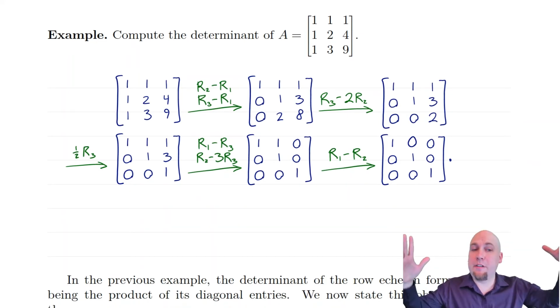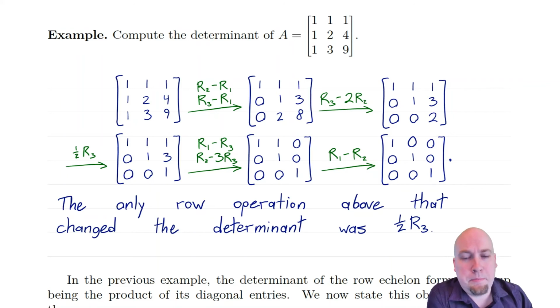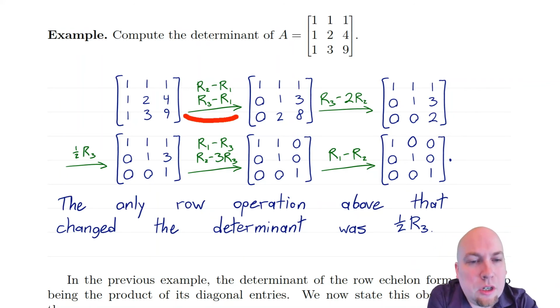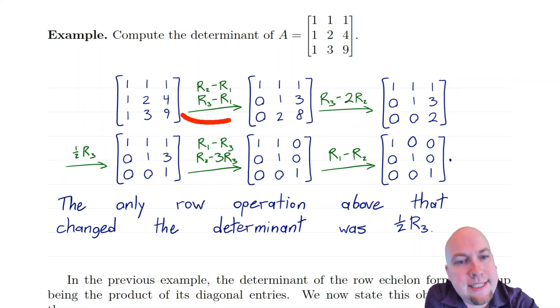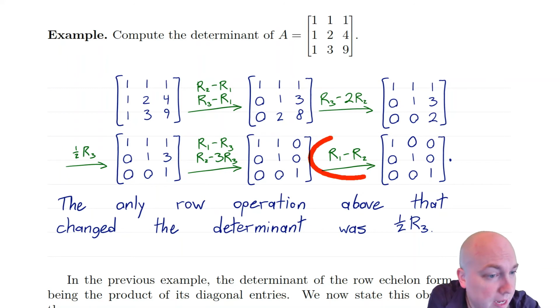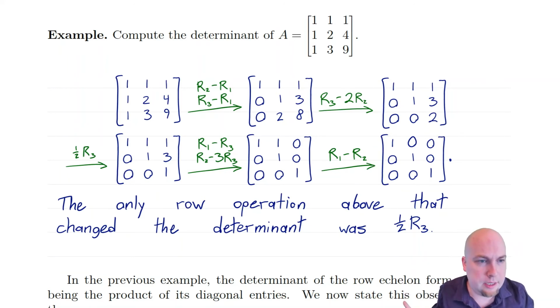But now I can use that previous theorem, and I can sort of trace the determinant back. What I can notice is that out of all these row operations that I did, the only one that actually changed the determinant was this one on the left, the 1/2 row 3. Addition row operations, as far as the determinant is concerned, those are free. They do not change the determinant. They multiply by 1 every time, so they don't change it.